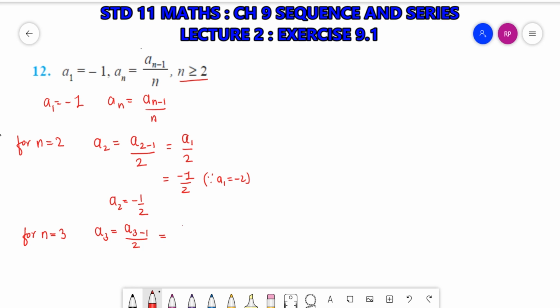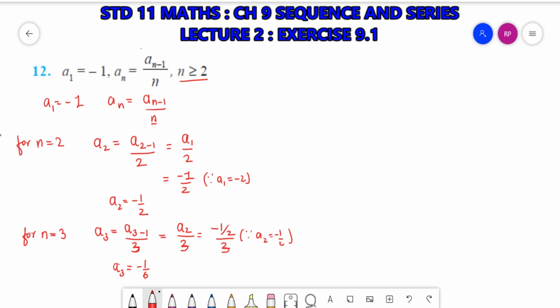So 3 minus 1, that is 2, a2 upon 2. Now we had already found out a2, that is minus 1 by 2. So minus 1 upon 2 upon 2. Sorry, there is a mistake here. Here it will be 3, not 2, because it's upon n, right? So it's 3. This is minus 1 upon 2 upon 3, that is minus 1 by 6. So A3 is equal to minus 1 upon 6.